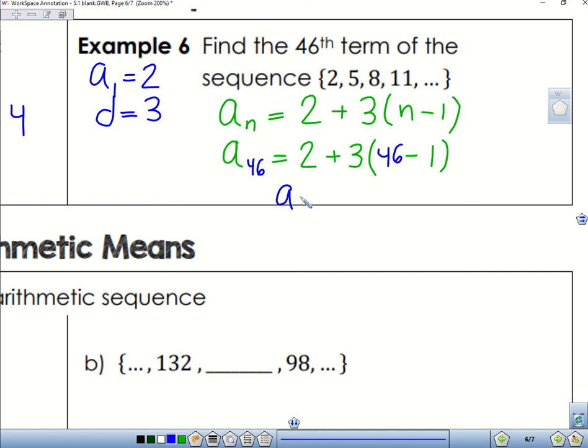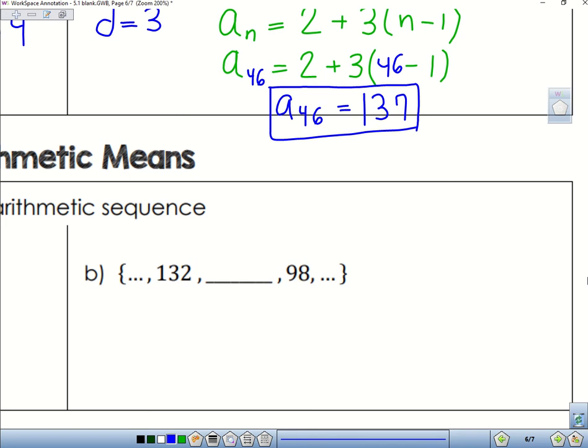And then we just do this calculation. 45 times 3, 135 plus 2. I'm getting 137. So that's a faster way to find the 46th term without actually going through and keep adding 3 over and over again. So does that make sense to everybody? Alright, we have a few more things to talk about, and then you will have the rest of the period for work.